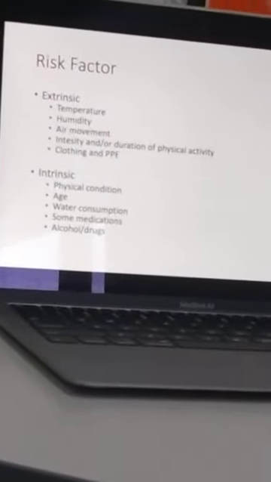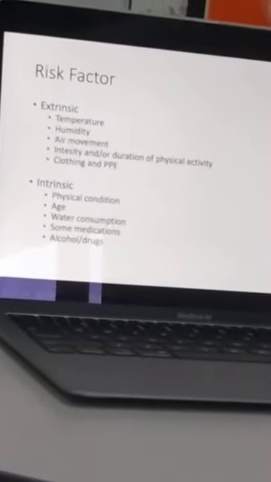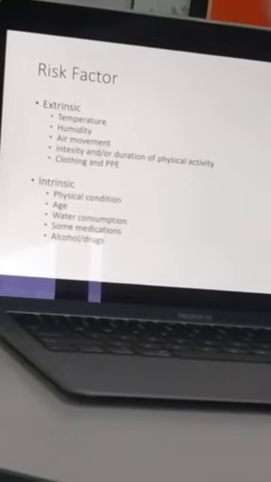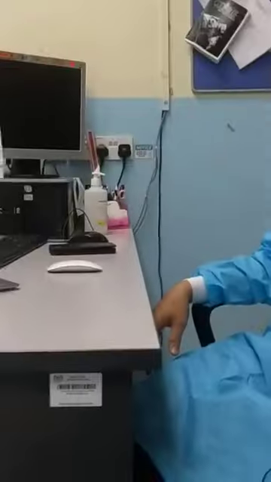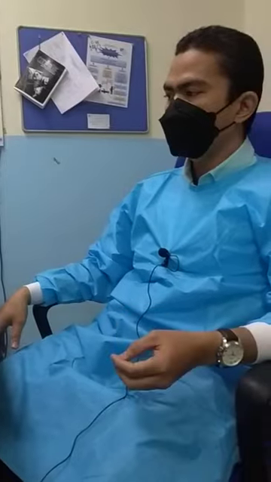So what are the risk factors of heat illness? They can be divided into two: extrinsic and intrinsic. Extrinsic means from the surrounding environment, such as temperature, humidity, air movement, the intensity or duration of physical activity itself, and also clothing material and PPE. While intrinsic is the physical condition of the individual: age, water consumption, medication, and also alcohol or drugs.